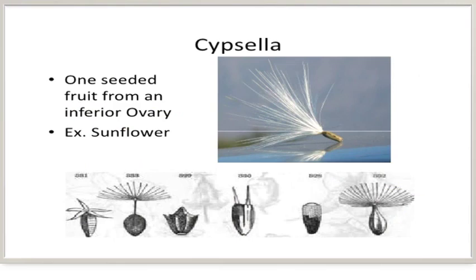The next one is capsular. A one-seeded fruit from an inferior ovary. This fruit develops from a bicarpellary syncarpous pistil with an inferior unilocular ovary, and it also possesses a tuft of hairs for its movement or for pollination.